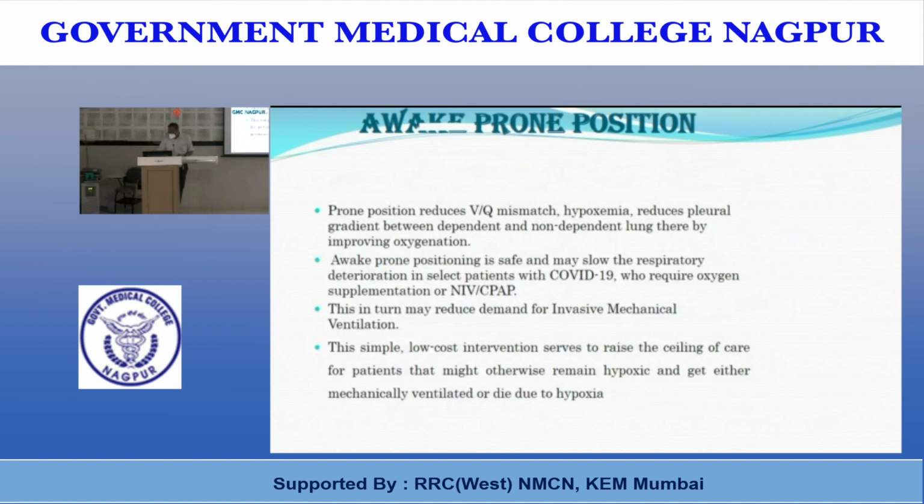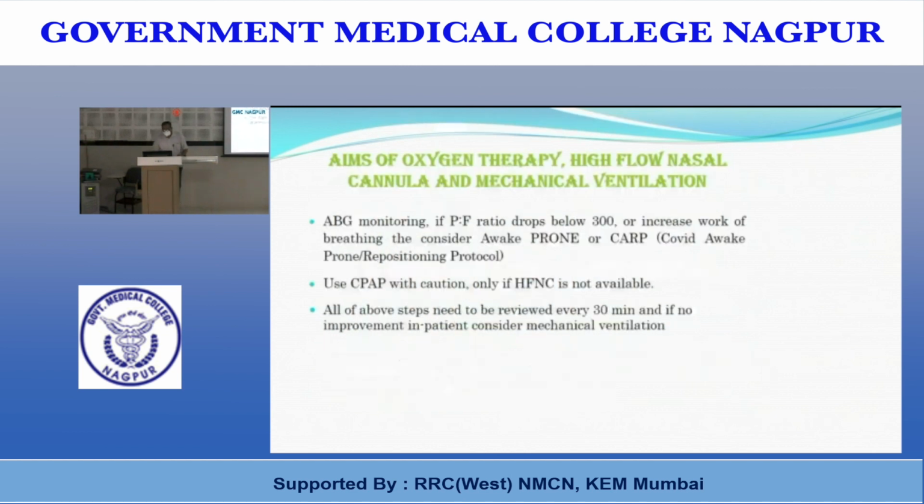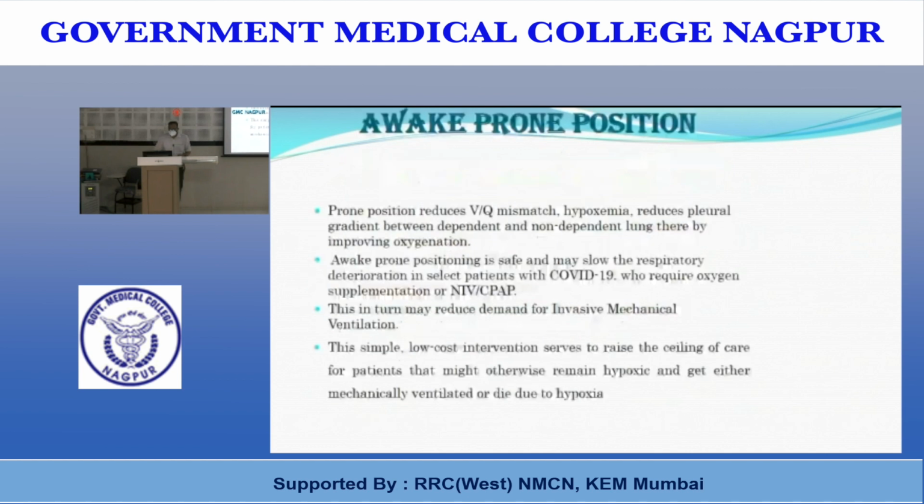Awake prone positioning. Why does prone positioning help? How does it help the patient? Prone positioning reduces ventilation perfusion mismatch. It also improves hypoxemia and reduces the pleural pressure gradient between the dependent and non-dependent lung, and so improves oxygenation. Awake prone positioning is safe and may slow respiratory deterioration in select patients with COVID-19 who require oxygen supplementation or NIV or CPAP. So this also reduces the demand for invasive mechanical ventilation.